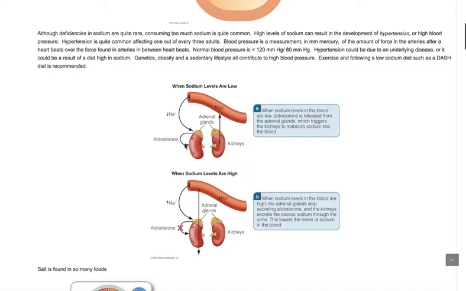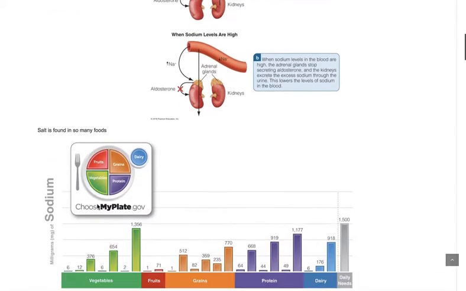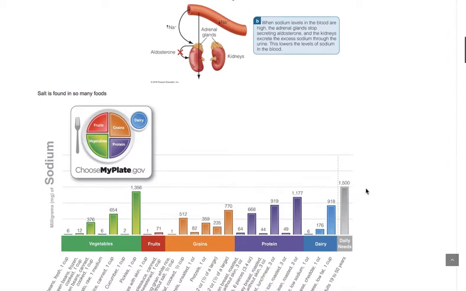The aldosterone is produced in the adrenal glands, and its effect is in the kidneys, where it helps get the sodium into the blood so that you won't have low sodium. Okay, and when sodium levels return, the aldosterone is inhibited and not secreted, and then the sodium is not reabsorbed.